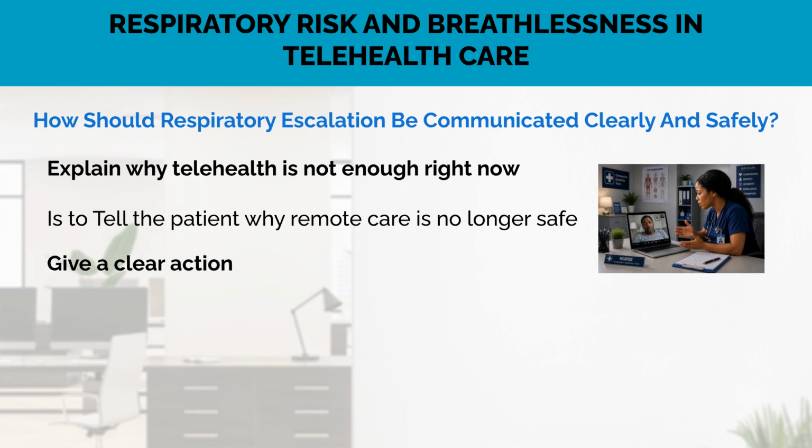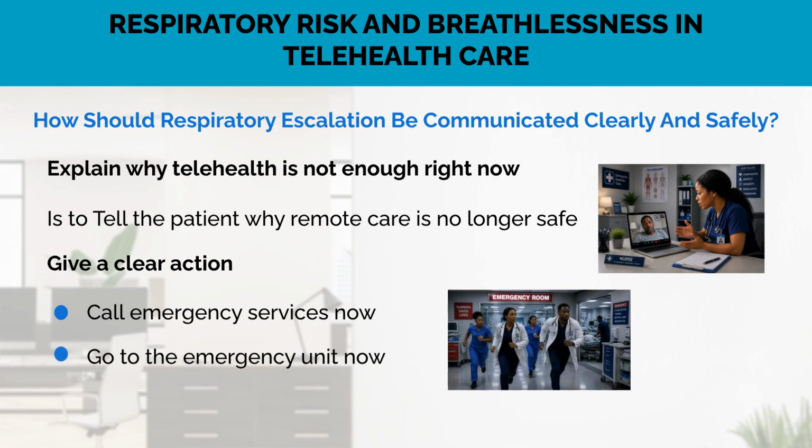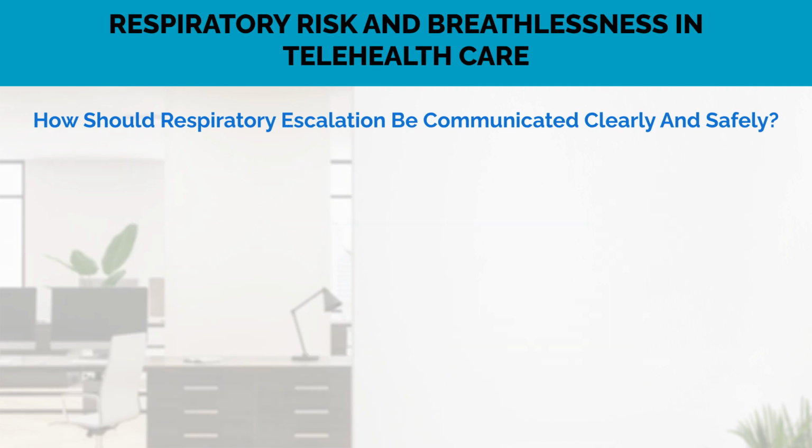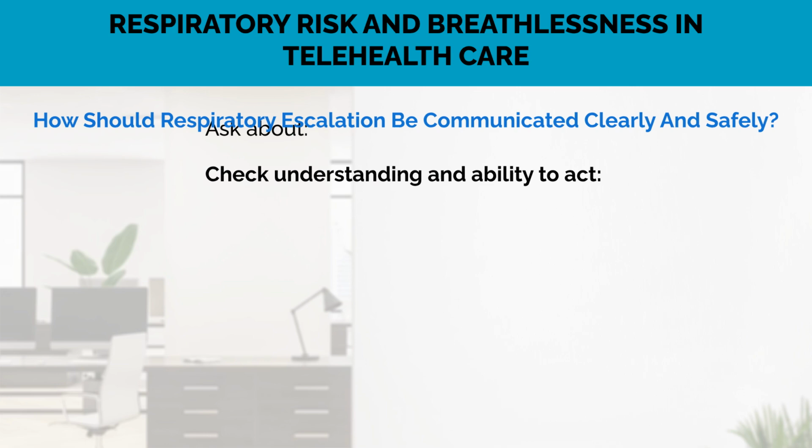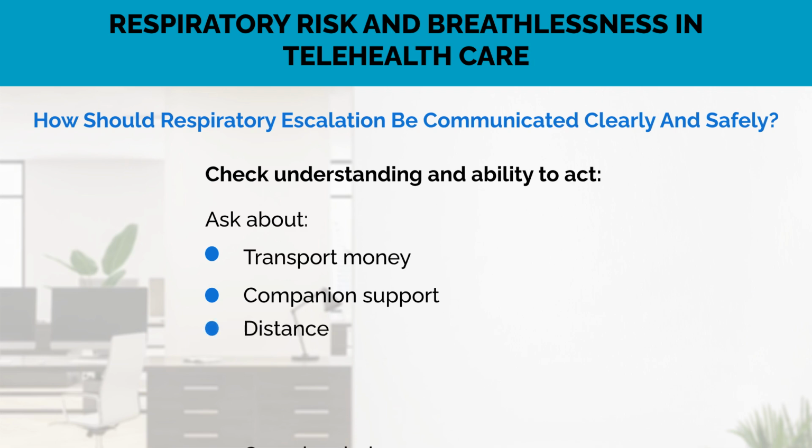3. Give a clear action. For example, call emergency services now. Go to the emergency unit now. Attend urgent same-day review. Next is to check understanding and ability to act. Ask about transport money, companion support, distance, caregiver help, and lastly, document clearly. Record the reason for escalation and the advice given. Note: risk communication must be plain, direct, and practical.